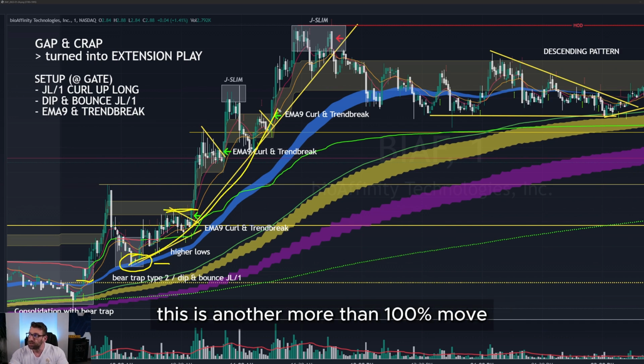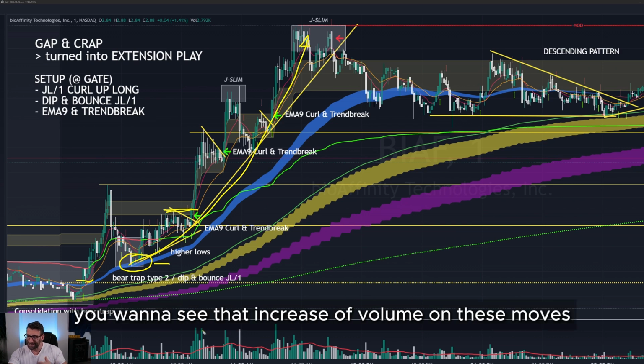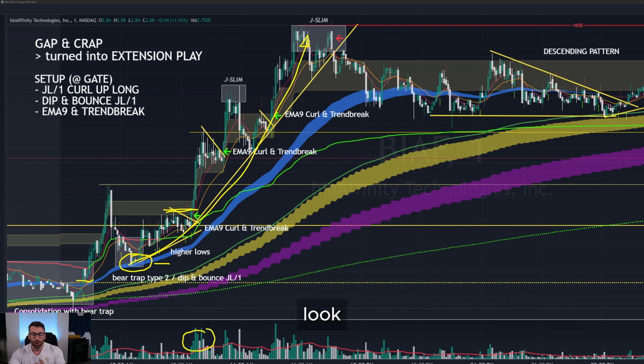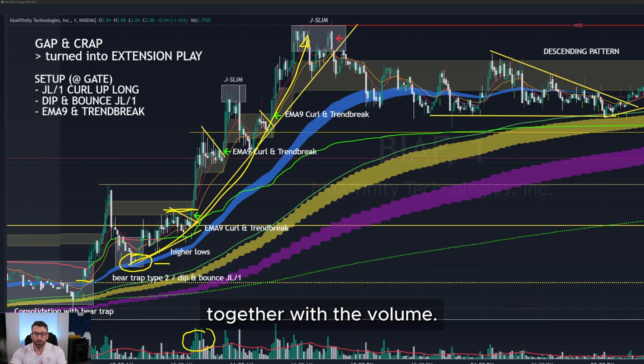And again, this was another more than 100% move. And this happens with volume. So you want to see that increase of volume on these moves, right? So look to use these J lines to take these extension plays together with the volume.